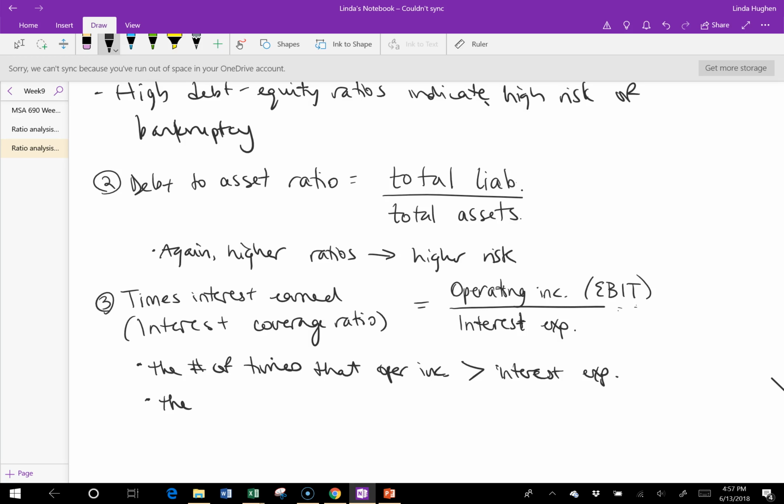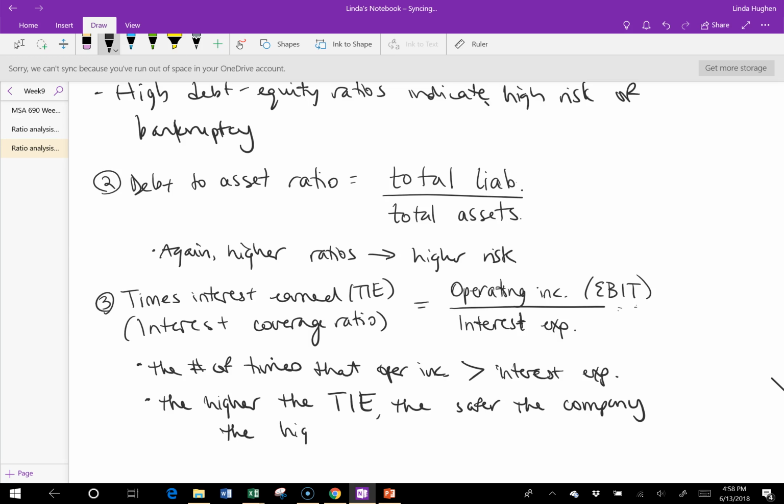The higher the interest coverage, or times interest earned, the safer the company. Or in other words, the higher the times interest earned, the higher the solvency.